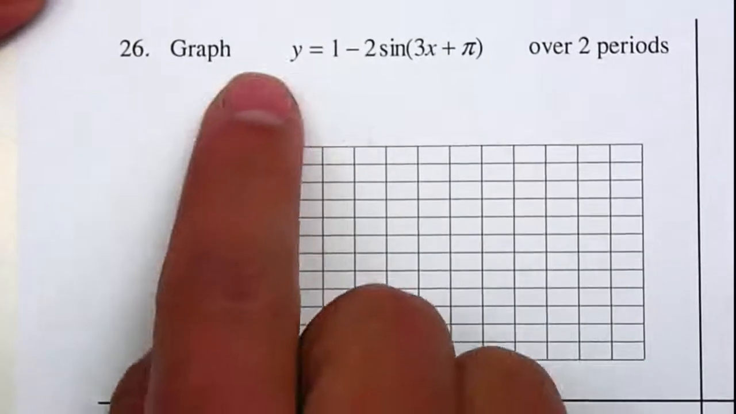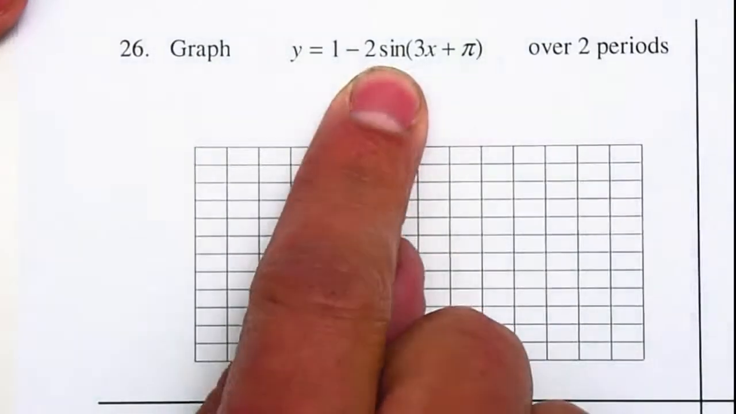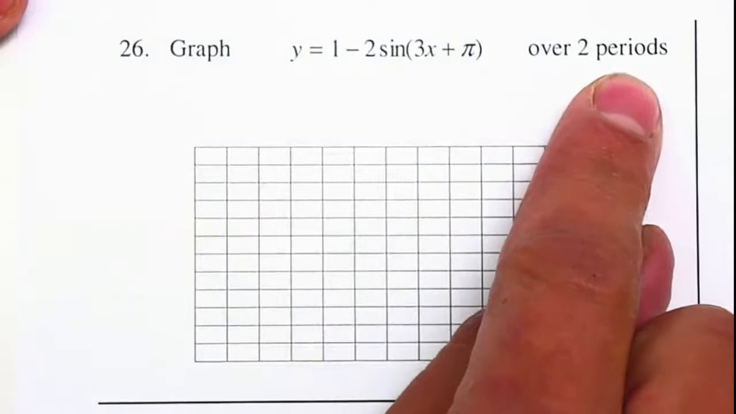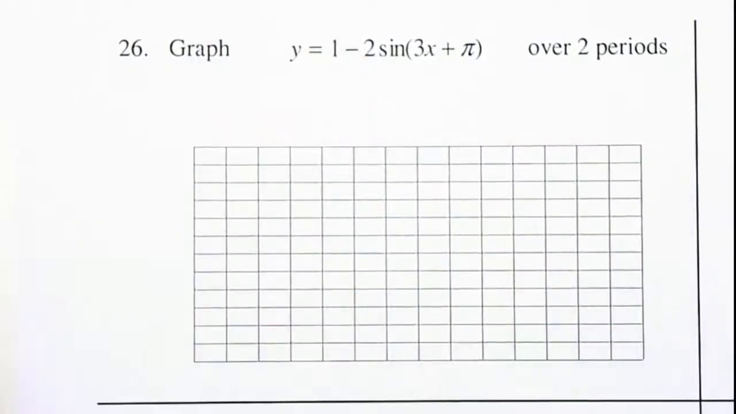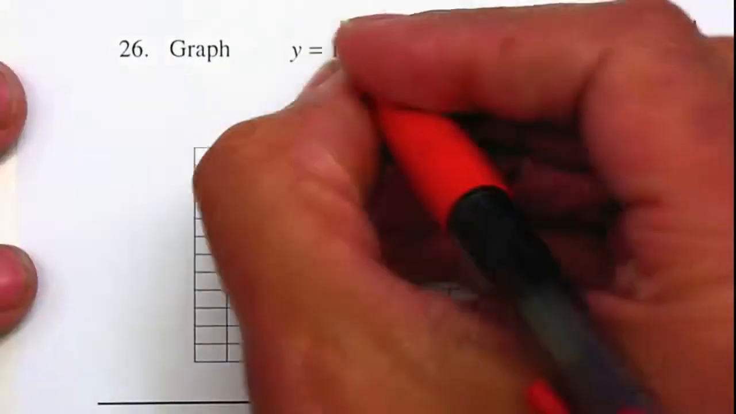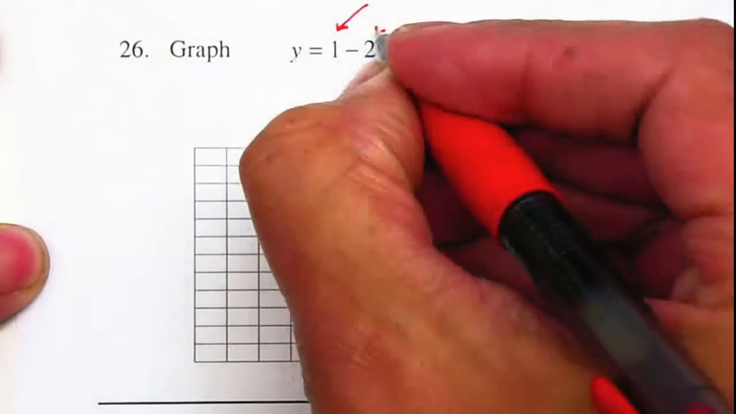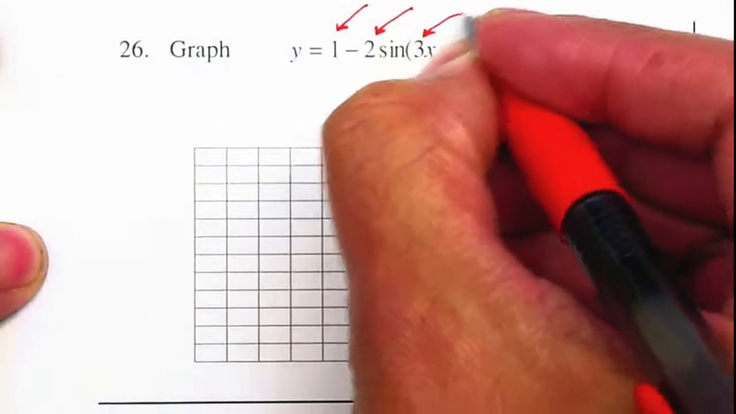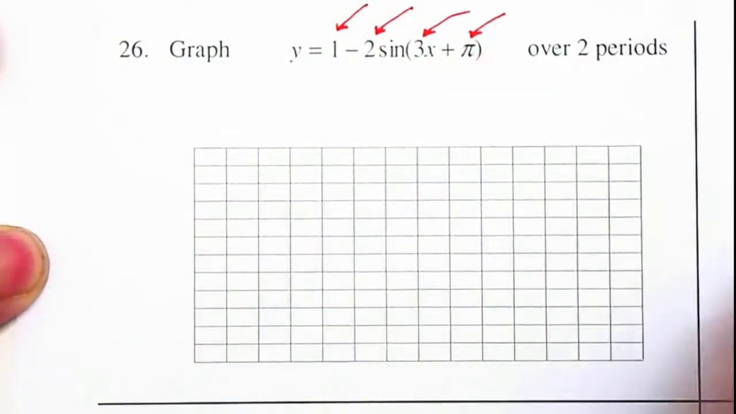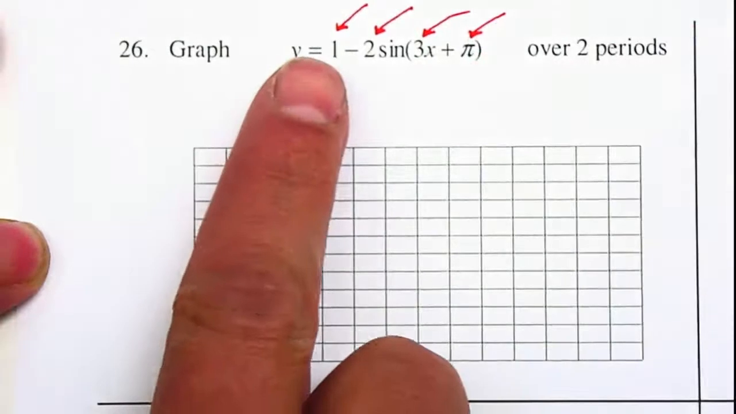Graph the following equation. They give you a sine function and they want you to graph it over 2 periods. Now if you notice, there are several components that we have in here. We have the 1, the -2, we have the 3, and we have a pi. So let's think about each of the components.